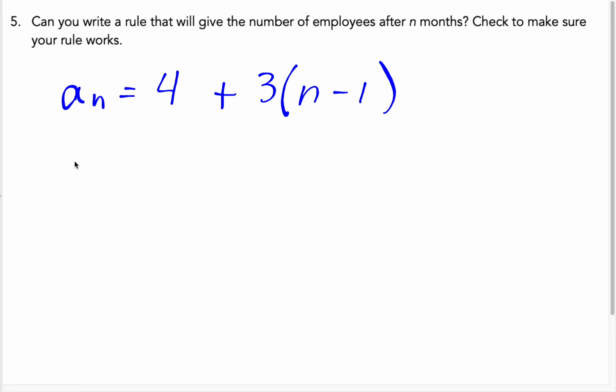Now, I want to do something here algebraically. If we distribute that 3, we get 3n minus 3.